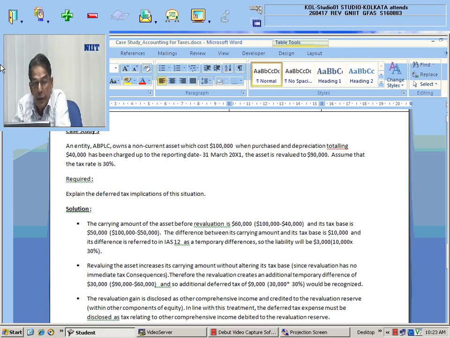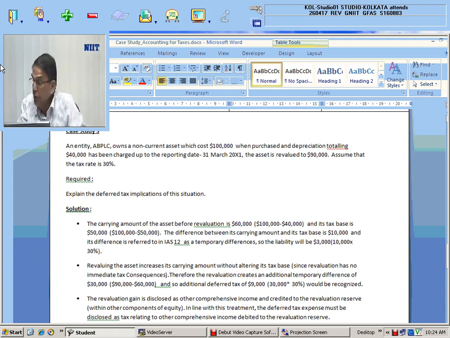case study. So the difference between the carrying amount, tax base was basically 100,000 minus the capital allowance, 50,000. So 50,000 was basically the tax base of the asset. So the difference between the carrying amount and the tax base is 10,000 at that point of time. It's a temporary difference, so the liability will be deferred tax liability, 30% of 10,000, that is 3,000.